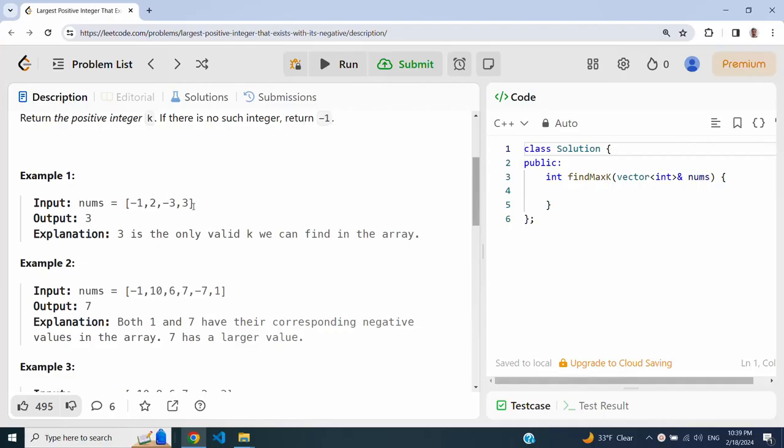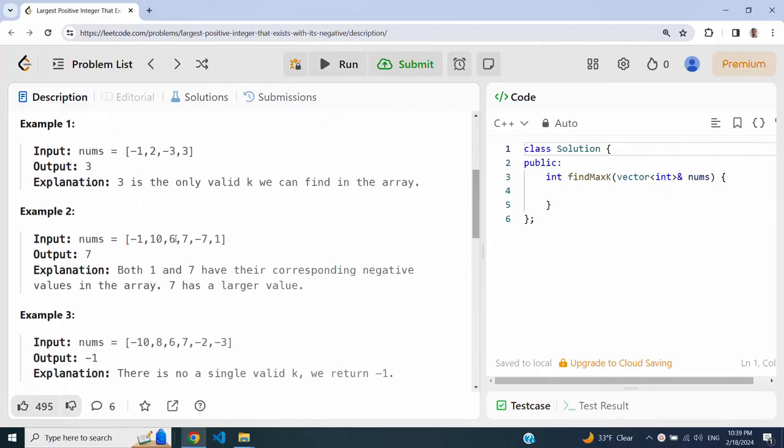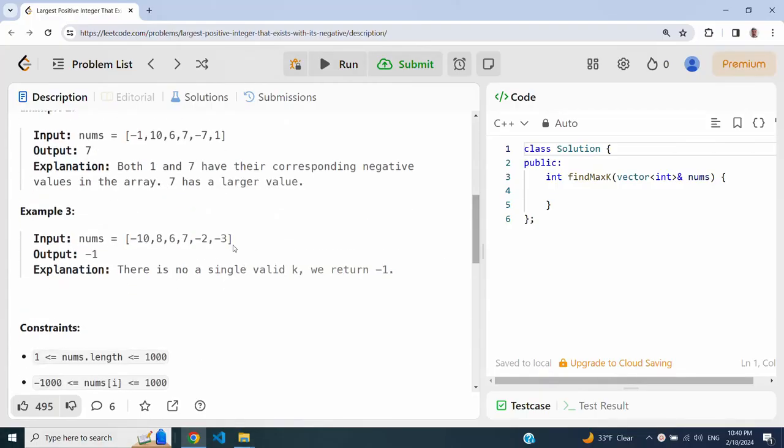So let's look at this example where you can see that 3 and -3 exist, so you will return 3. In this example, both 1 and -1 and 7 and -7 exist. Because 7 is bigger, we return 7 as the solution. And in this example, no number with its negative exists, so we return -1.